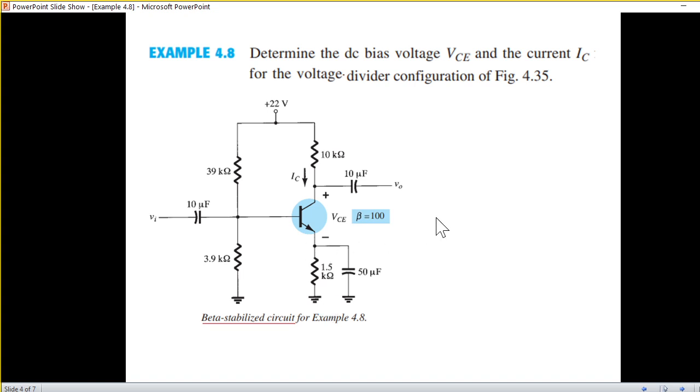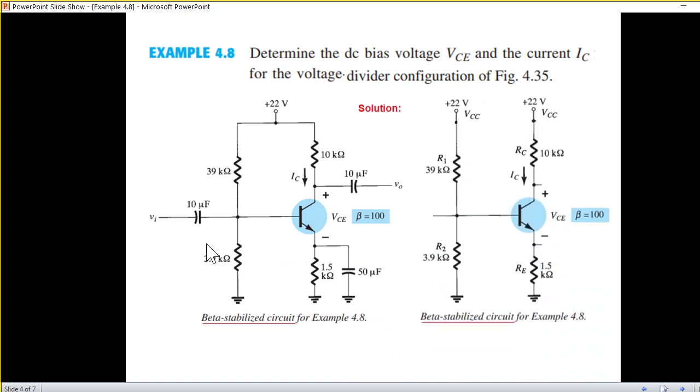Okay, with this background, let's see the question. We have to determine the DC bias voltage VCE, that is the collector emitter voltage, and the current IC, that is the collector current IC. So as we discussed, we first of all remove the capacitors, and then I have also added the names R1, R2, RC, RE, as they are not given here, and also separated the voltage source into two branches.